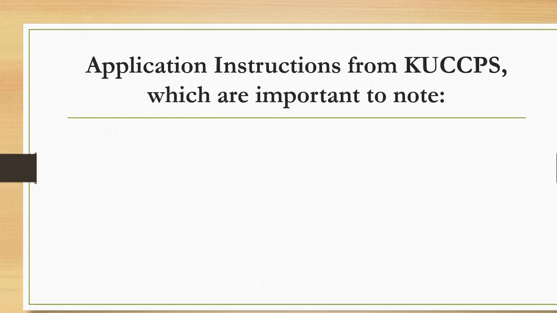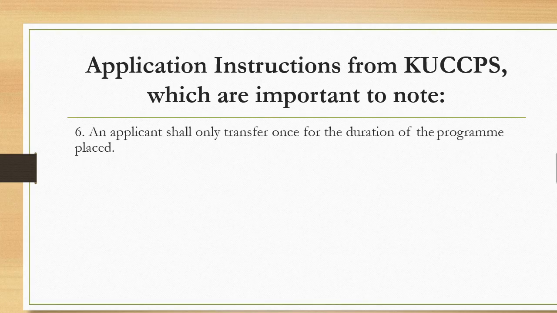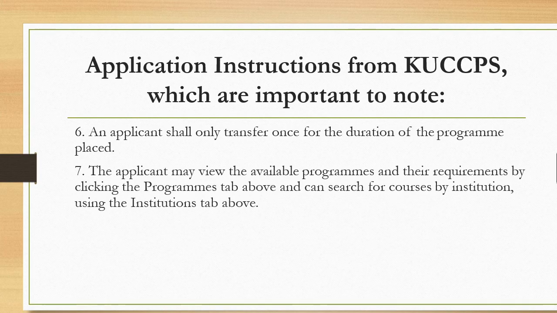Another important thing to note during the transfer, right, is that applicants can only transfer once for the duration of the program placement, right? So once you activate transfer within this period of 2023-2024, that can only happen once, right? So you have to wait for another transfer period before you can do the other transfer. Number 7, the applicant may view the available programs and the requirements by clicking on the program tabs, right, and search for courses by institution using the institution tab.